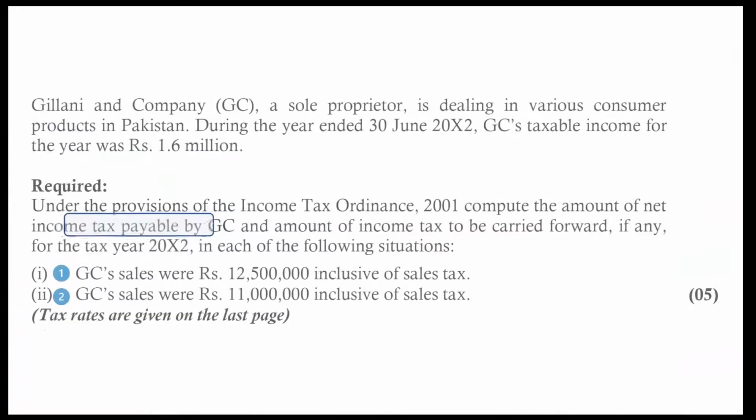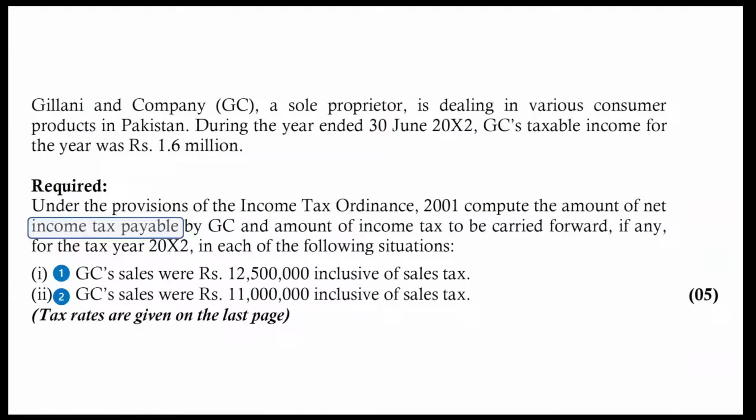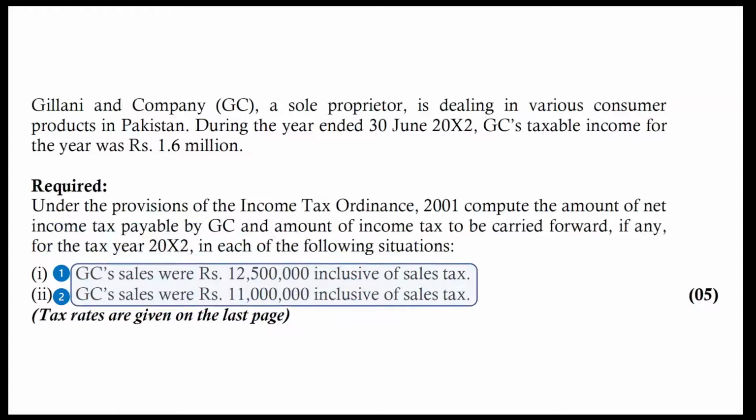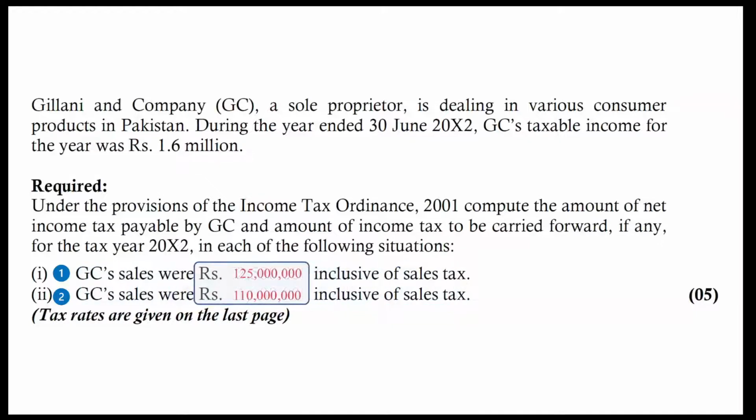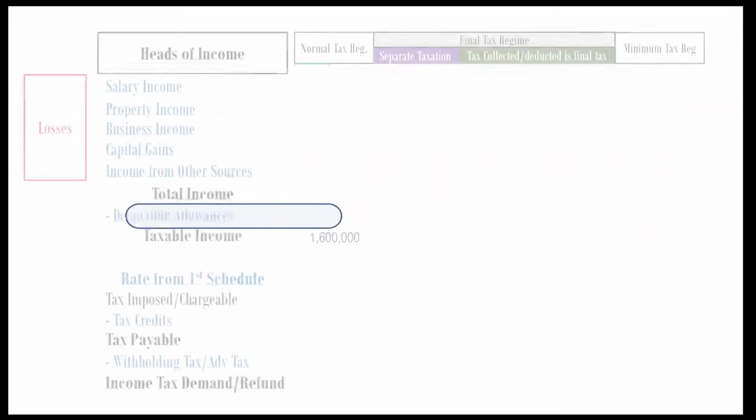Now we come back to our question. It is required to compute income tax payable, and this computation is required under both scenarios. Please note that this is an old question, when the turnover limit for applicability of section 113 was 10 million. Since the applicability limit has now been increased to 100 million, we will solve this question with enhanced figures of 125 million and 110 million. Taxable income is given in the question. The amount given is rupees 1.6 million. Let's put it first in our answer format.